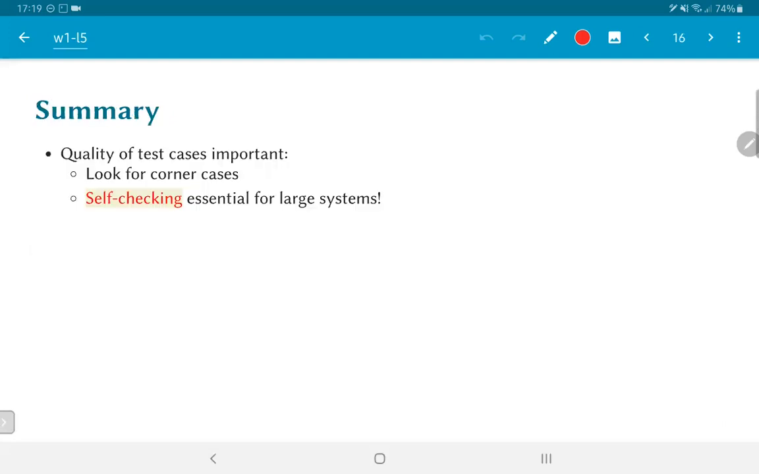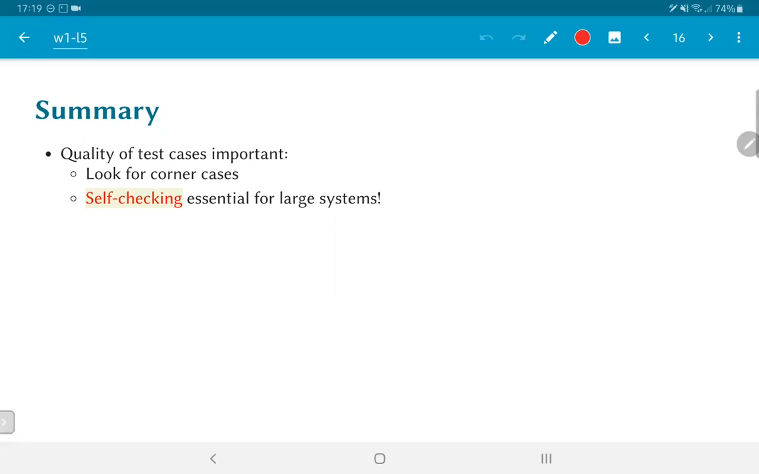So to summarize how we go about testing, the quality of test cases that we use for verifying functionality in a Verilog circuit is very important. Ideally, we should be looking for corner cases. For example, when you multiply, you might want to look for cases where one of the multiplier or the multiplicand is zero or is negative or both are negative. Those are the typical corner cases that are easy to miss or are easy to go wrong when you design a multiplier just using regular positive binary numbers.